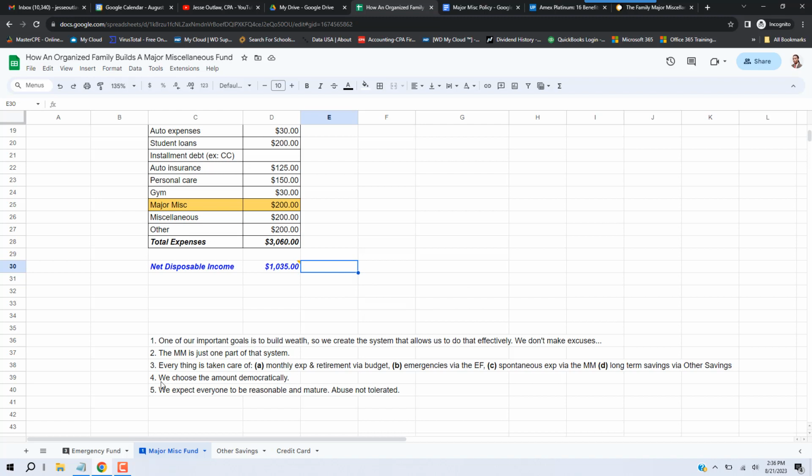Okay. Number 4, I kind of talked about this already. We choose the number democratically. Currently, it's $200 a month. If the family members came together and said we want to change that number, we could. Okay. And number 5, I kind of touched on this already.